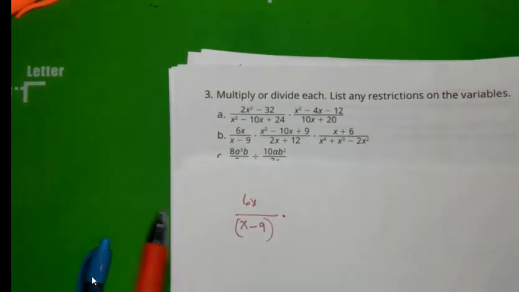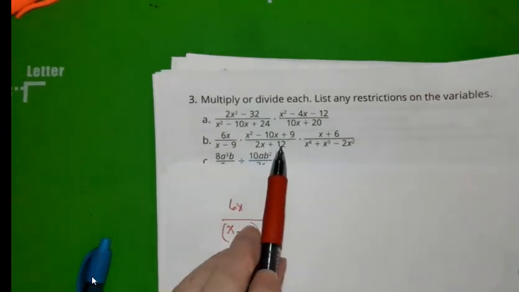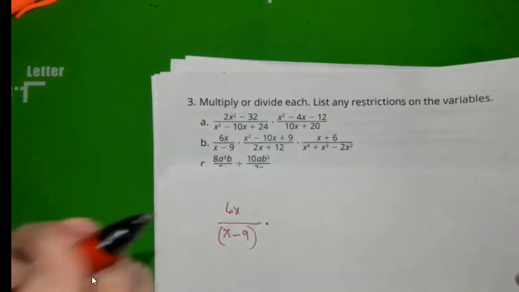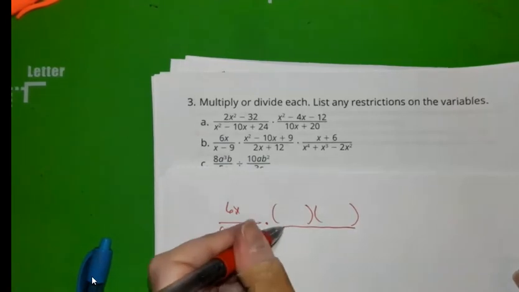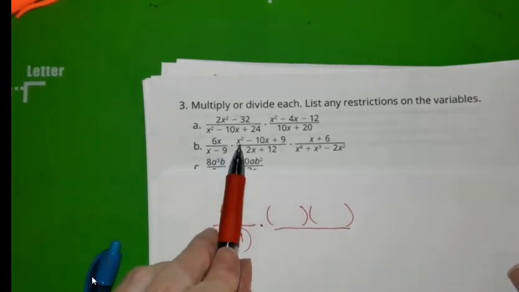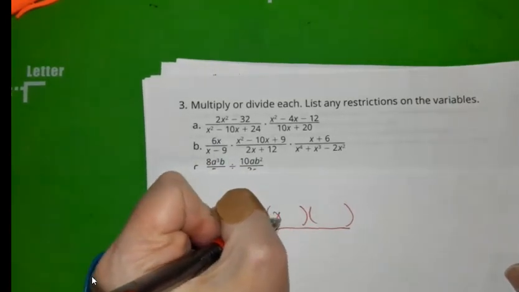So in the second fraction, we have an x squared minus 10x plus 9. So I'm going to go ahead and factor it straight into the problem. So we have x times x to get x squared.